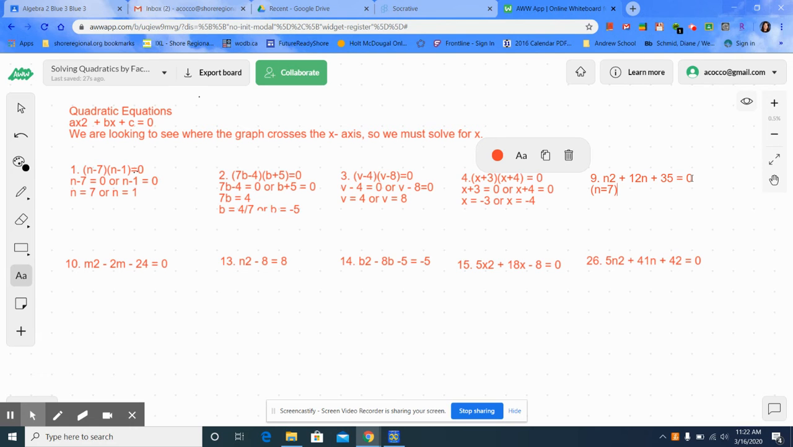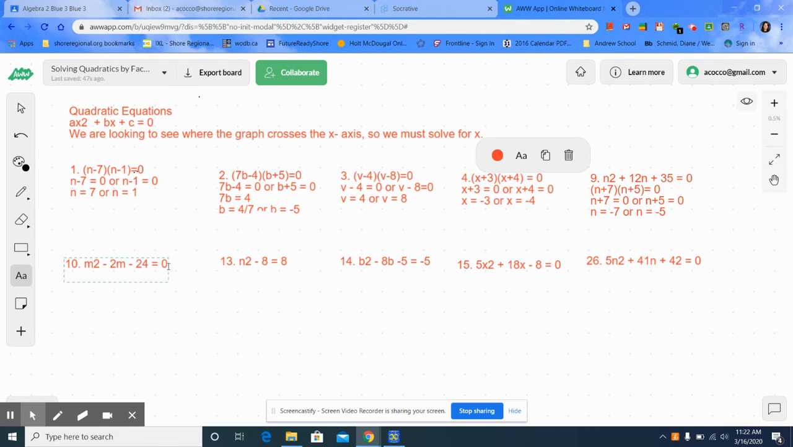Now you're ready to solve it, just like we did the last ones. And your answers would be n plus 7 equals 0, or n plus 5 equals 0. So n equals negative 7, or n equals negative 5.